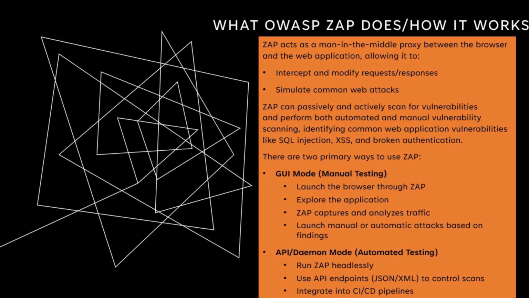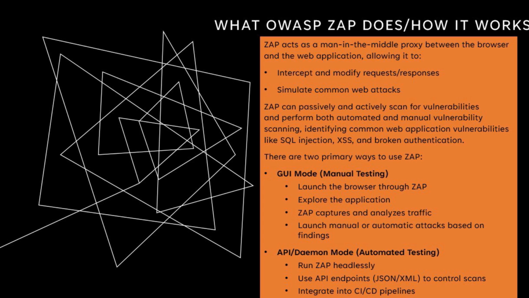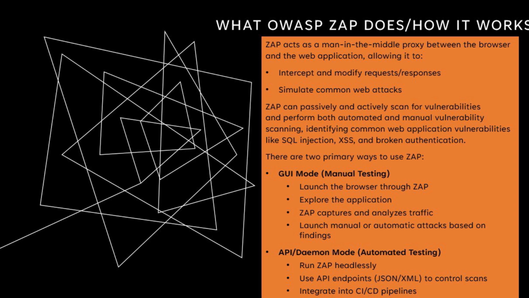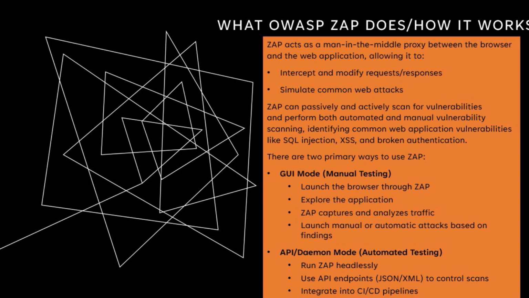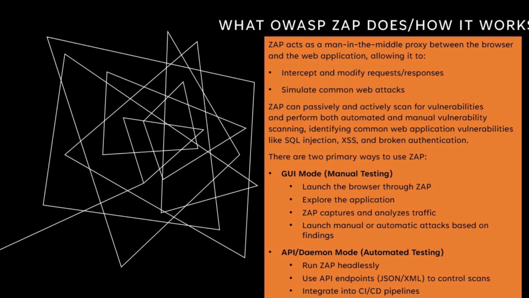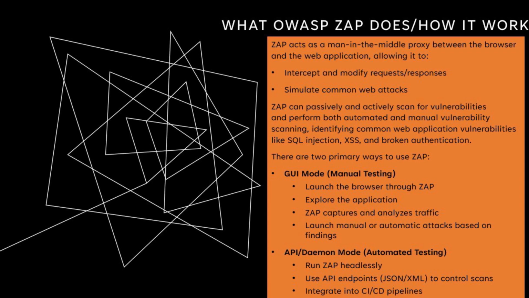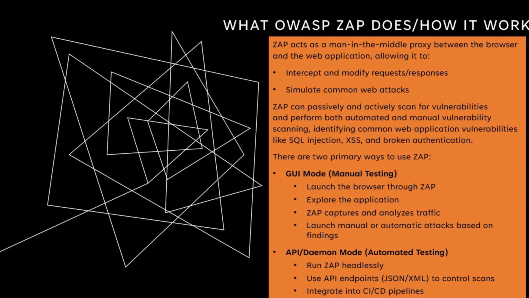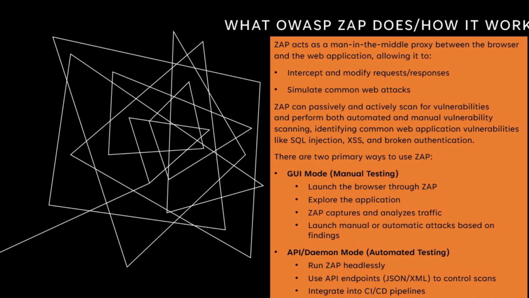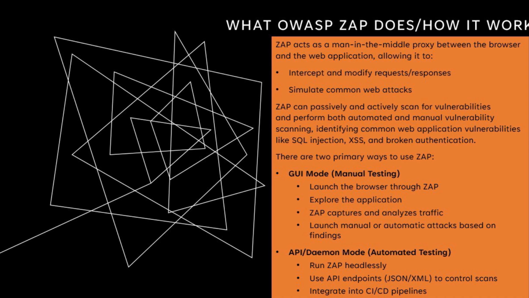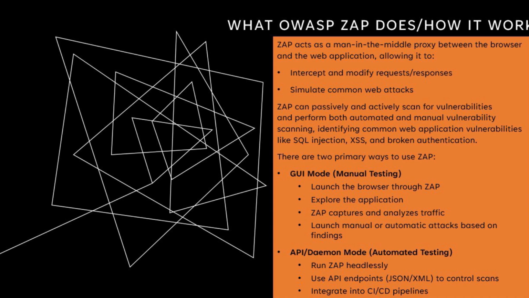ZAP can passively and actively scan for vulnerabilities and perform both automated and manual vulnerability scanning, identifying common web application vulnerabilities like SQL injection, cross-site scripting, and broken authentication. There are two primary ways to use ZAP: in GUI mode, manual testing, or API, daemon mode, automated testing.